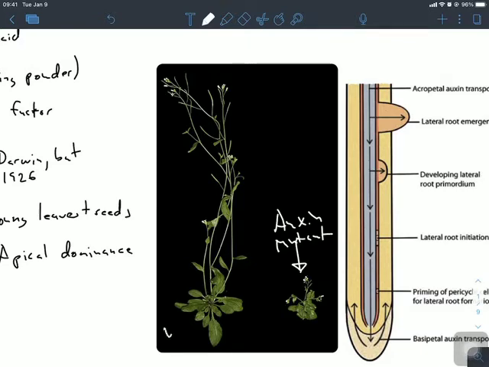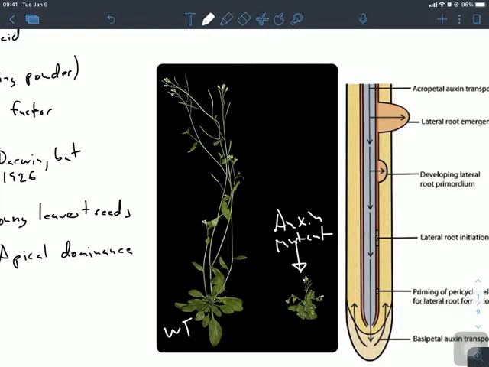And on the right, we have the wild type. Both of these were grown to complete flowering. Do you notice a difference between the size of the two plants? I think you certainly do, right?